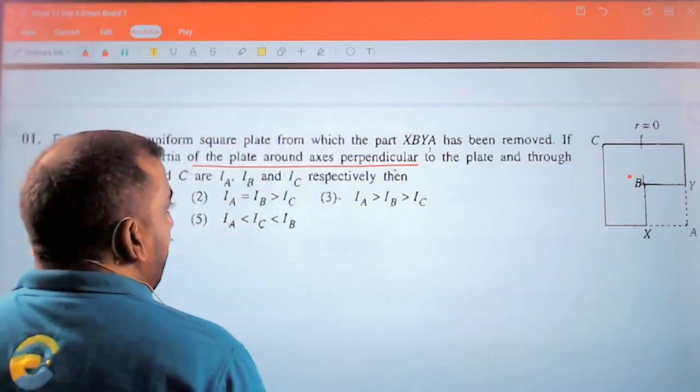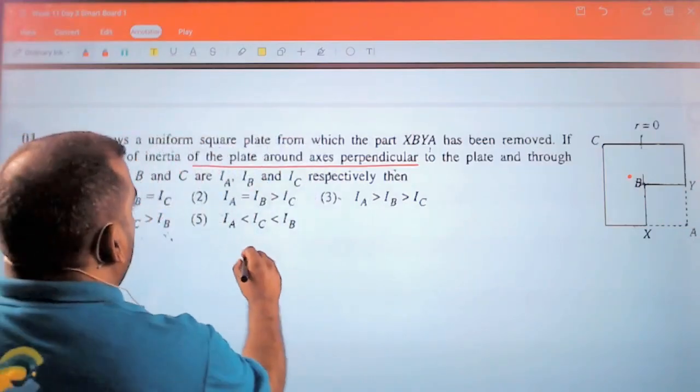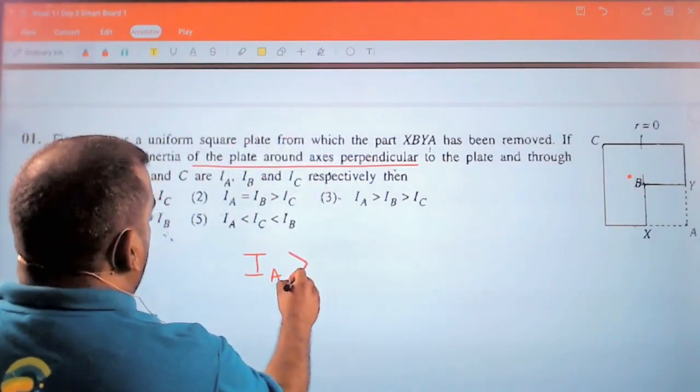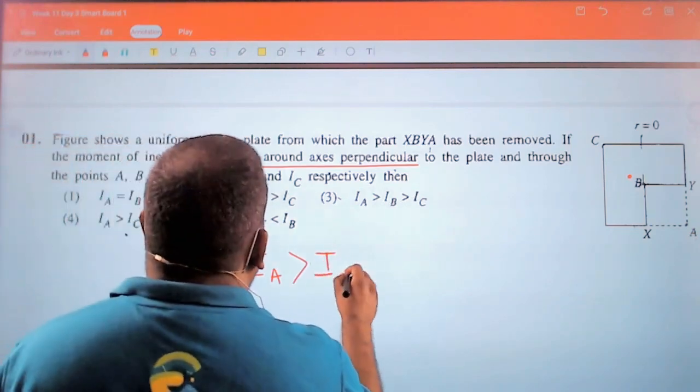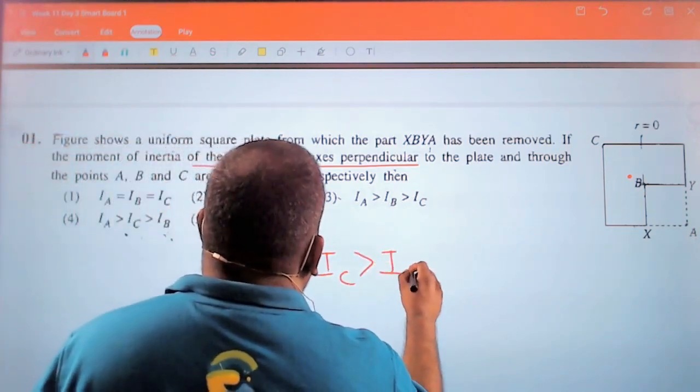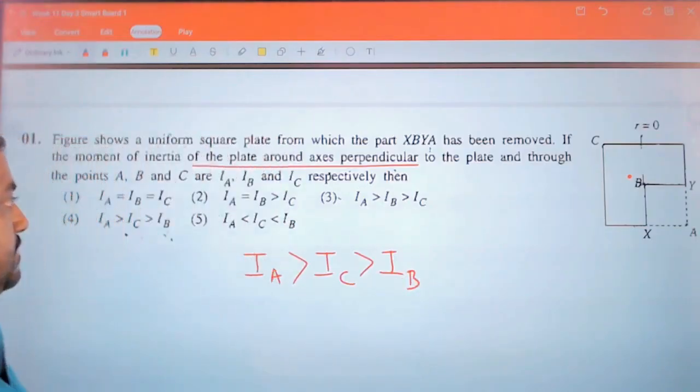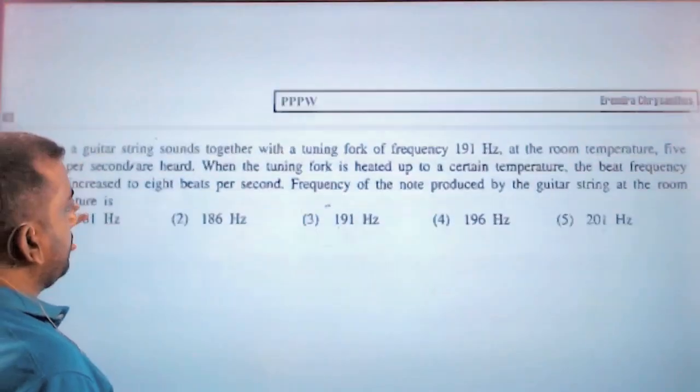From this we can say the moment of inertia about A is larger than the moment of inertia about C and B. This means the answer is number 4. Right. Moving on.